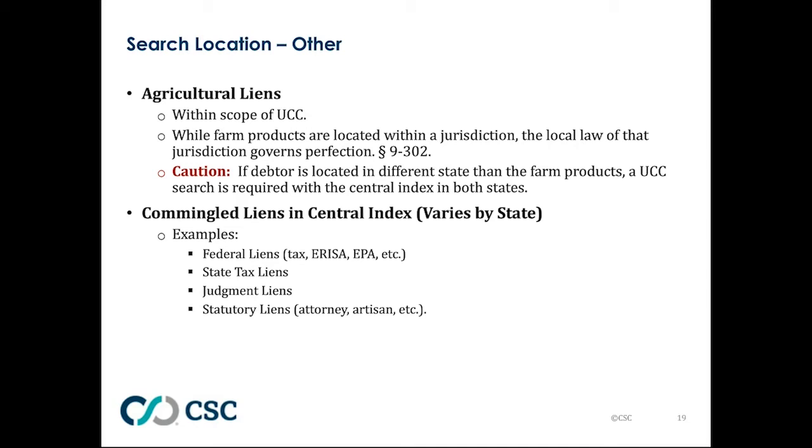The rules for the filing location of a federal tax lien are different than for a UCC financing statement, and as a result, it may be a different state where the tax lien needs to be filed. And so even though a particular state commingles tax liens and UCC, it may be necessary to search in more than one location to get both. So the search location for these types of records is determined by statute, not by Article 9.